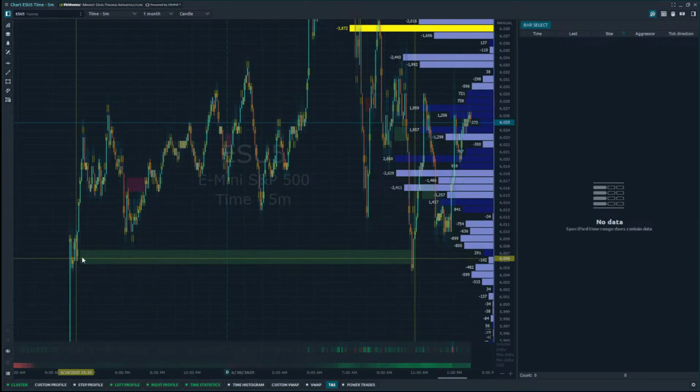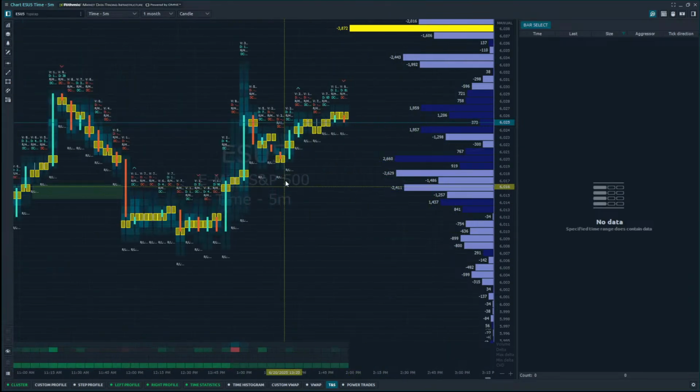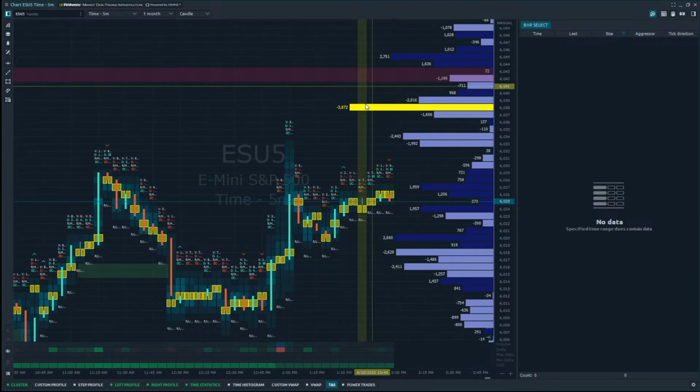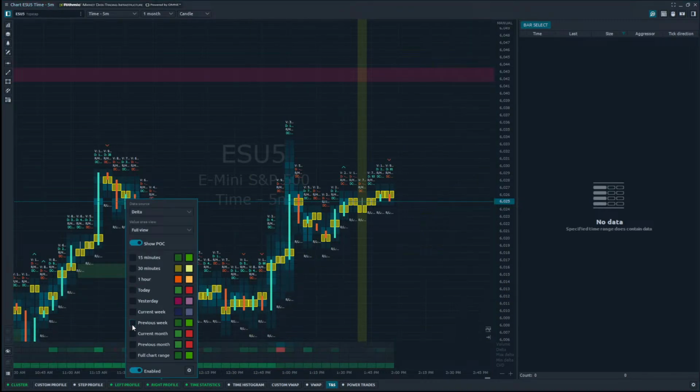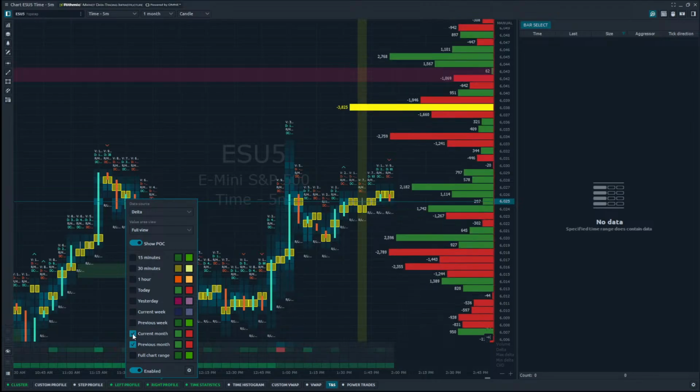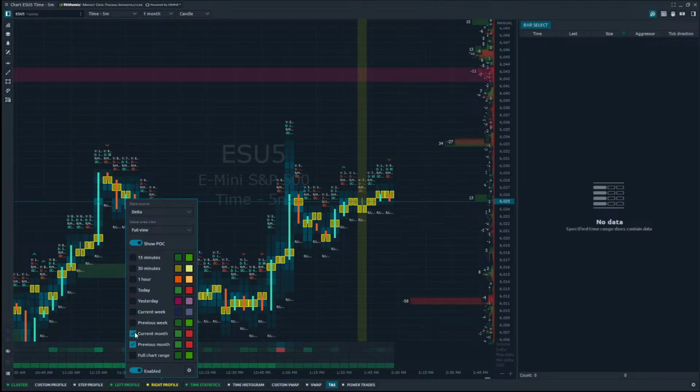Here, from here, we created an imbalance, but in the middle of a trend. We're not interested in this, even though it worked out. But here we have buyers stepping in, right? So that's how you look at delta, whether it's buying or selling. And I like to leave it on current month, or even previous month is good. You can do a combination of both as well, right?